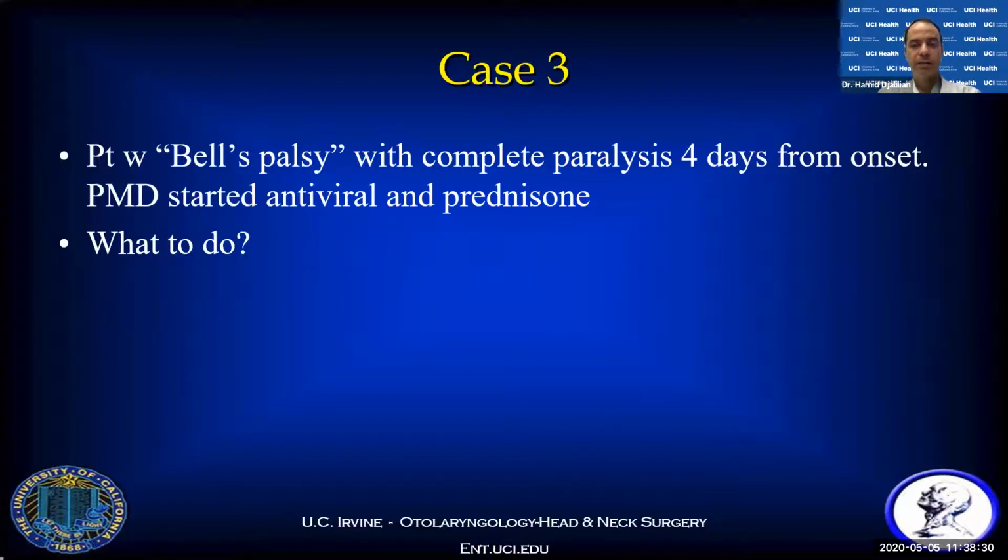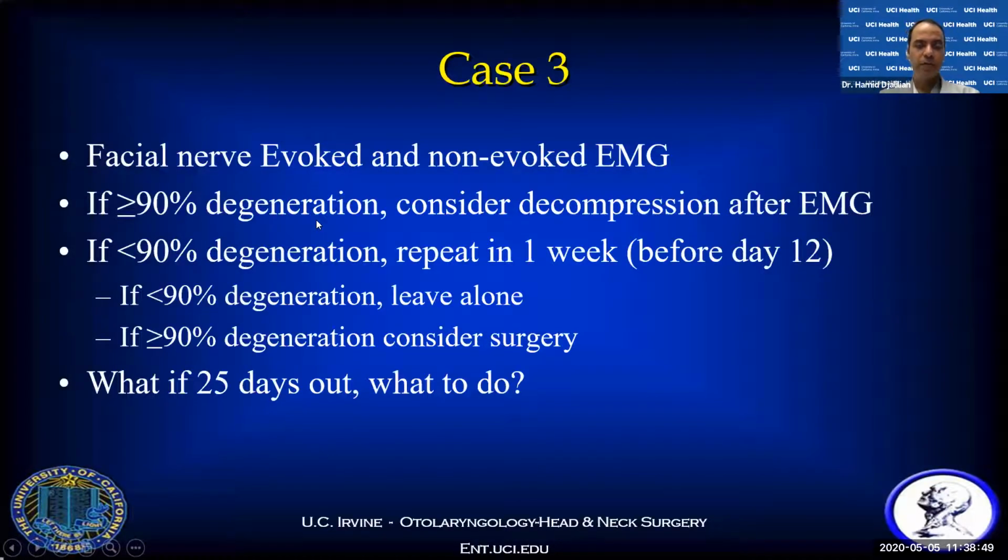Okay, this is another patient who comes in with quote-unquote Bell's palsy, with complete paralysis, 4 days from onset. The primary care physician started the usual prednisone and antivirals. Now the question is what to do. So again, we would do testing. I always tell the patients we could do testing, and the testing is really to tell you about what the chances of recovery are, and potentially about considering surgery.